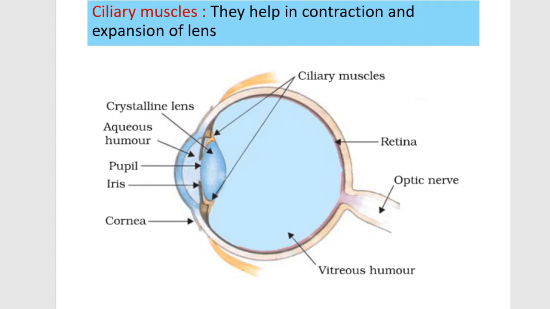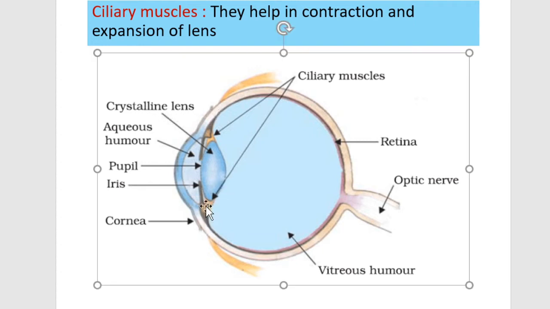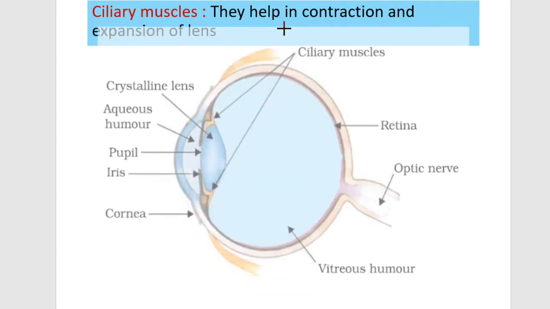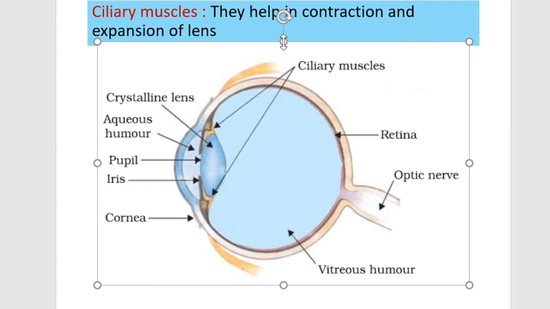Okay, now next what we're going to talk about is the ciliary muscles. They have a very, very important role to play with regards to the seeing of the surroundings. What are ciliary muscles? Look at these muscles on both sides of the lens, on the top side here and on the bottom somewhere here. These are the ciliary muscles. These ciliary muscles actually hold the lens properly.